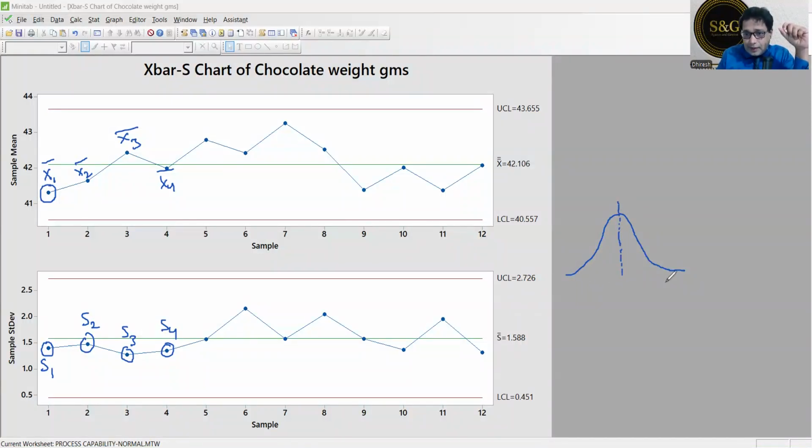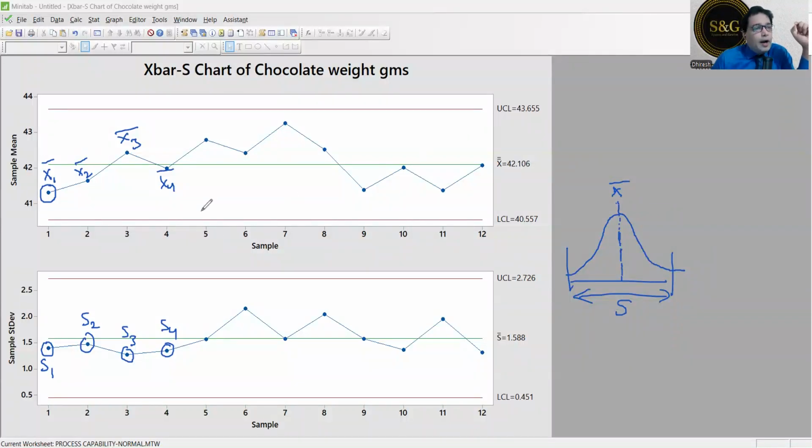The center. So X bar is basically finding out the center of the data, and standard deviation is basically denoting this variation. How much is the spread of the data? Are you understanding? Both are measuring different characteristics of the data. So X bar is measuring the central tendency, and the standard deviation is measuring the variation of the data. Clear?